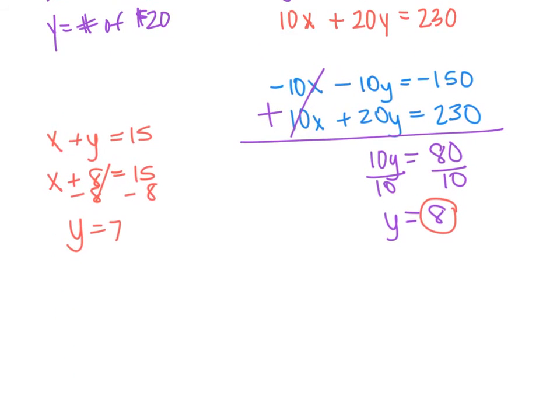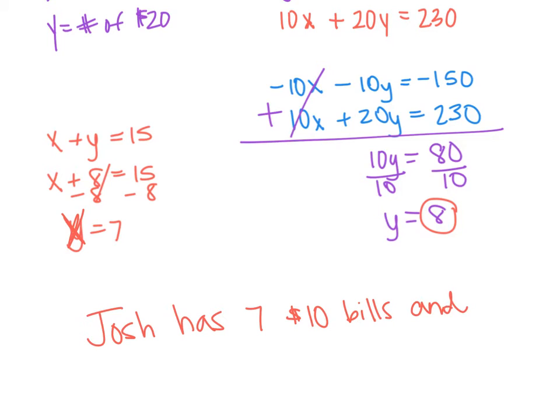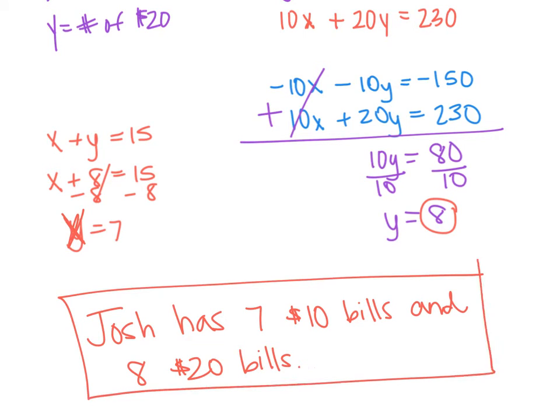So to answer the question, who is this, Josh? I already forgot. Josh has, oops, that's supposed to be an X. Josh has 7 $10 bills and 8 $20 bills. See how I answered that with a nice sentence? Let's do that.